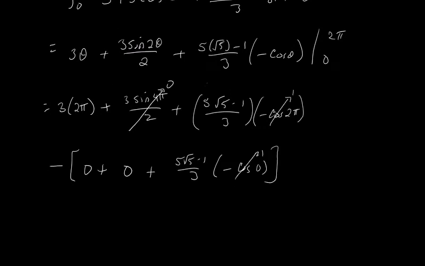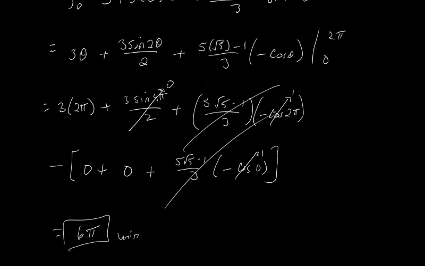And so what we end up with is 6 pi, because the negative 5 root 5 minus 1 over 3 and the minus negative 5 root 5 minus 1 over 3 are going to cancel. That's the point. That cancels out, leaving us with 6 pi. And again, because this is volume, if we were given units, this would be units cubed.